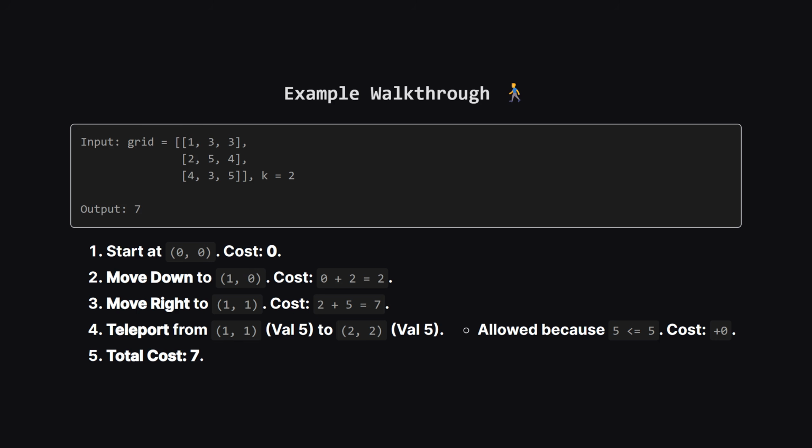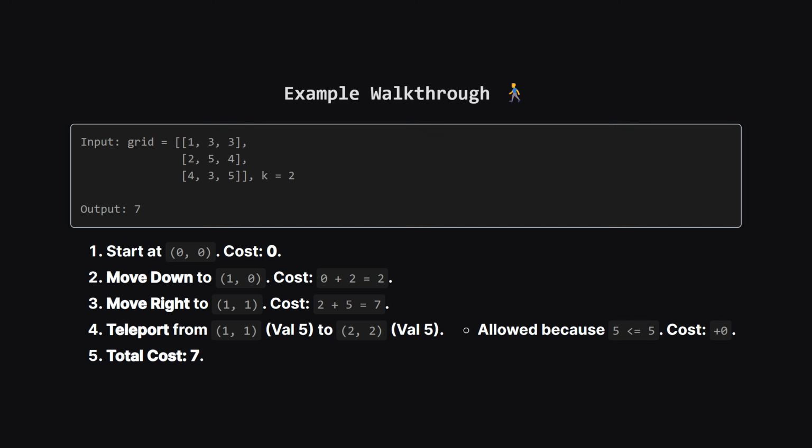Let's look at the example to see this in action. We have a 3x3 grid, and we can teleport twice. We start at the top left. First we walk down to row 1, column 0. The value there is 2, so our cost becomes 2. Then, we walk right to row 1, column 1. The value there is 5, so we add 5 to our cost, making it 7.